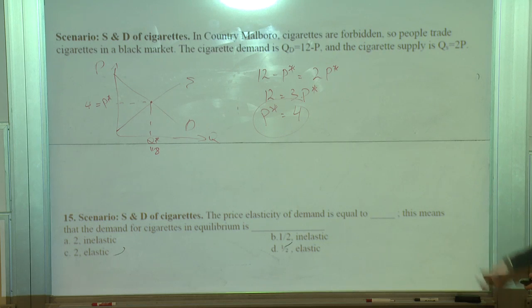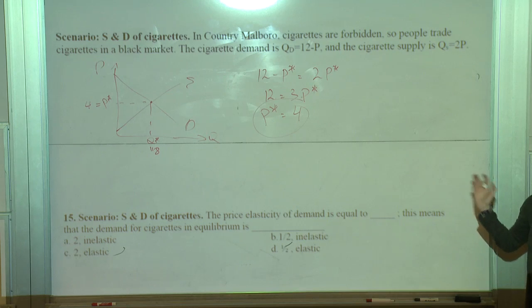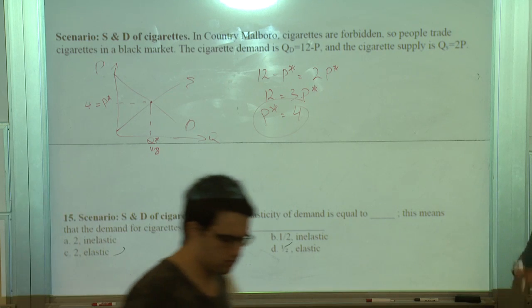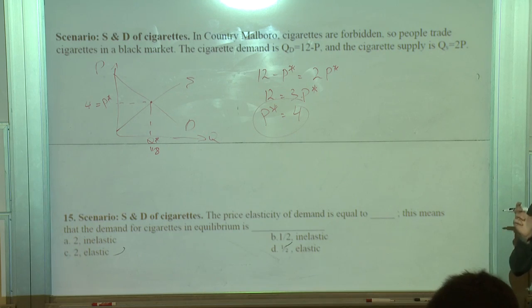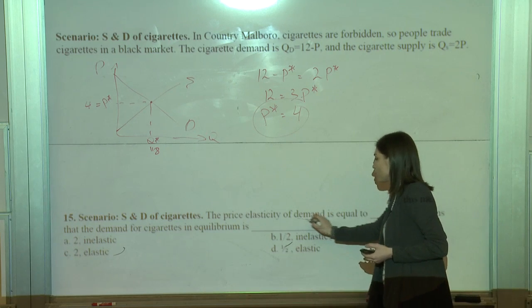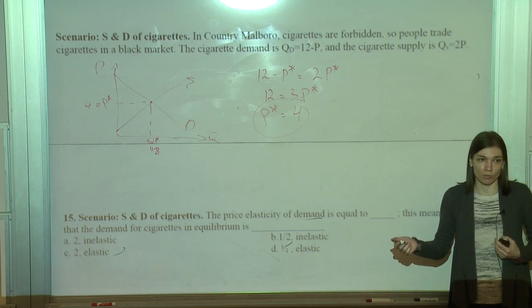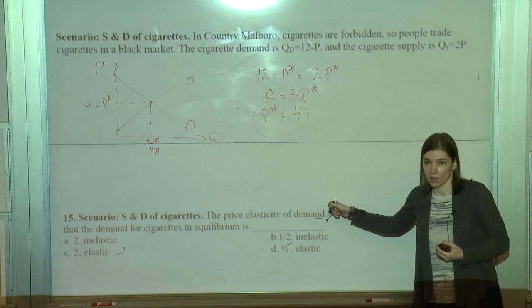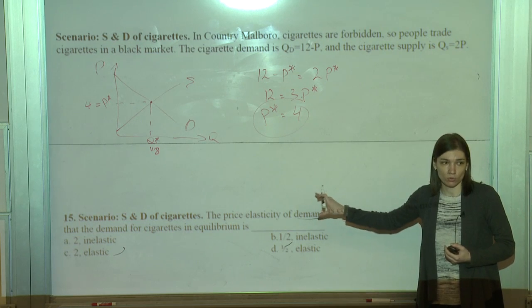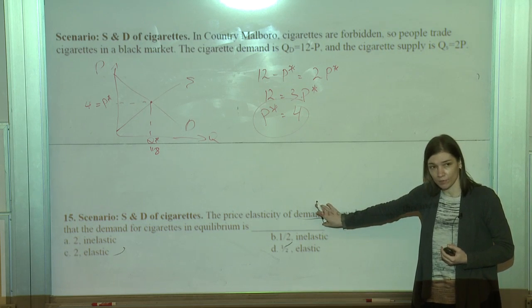Again, the same scenario. The question is, the price elasticity of demand is equal to what? And this means that the demand for cigarettes in equilibrium is elastic or inelastic. Right, so we need to calculate the elasticity of demand. So be careful. The elasticity of demand and supply in most cases are different at equilibrium. So in this case, we're asked about the demand curve.